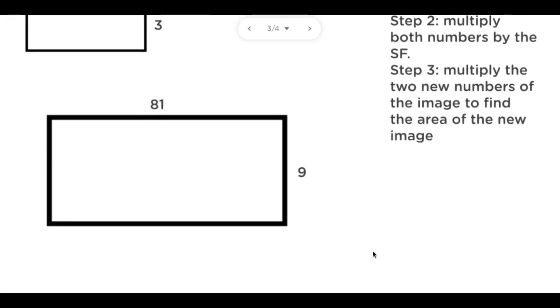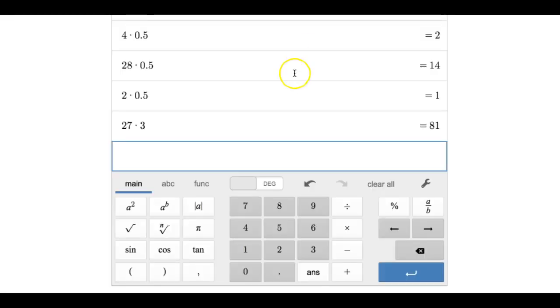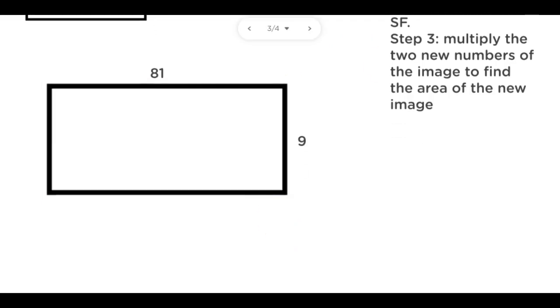Step 3. Now we're going to multiply the two new numbers of the image to find the area of the image. So we're going to multiply 81 times 9 to find the area of this one. 81 times 9, that's 729. Therefore, the area of our new rectangle is 729.